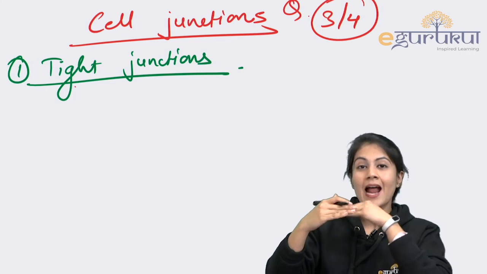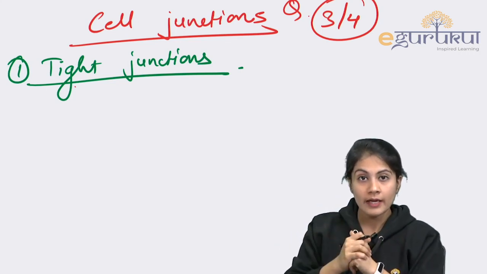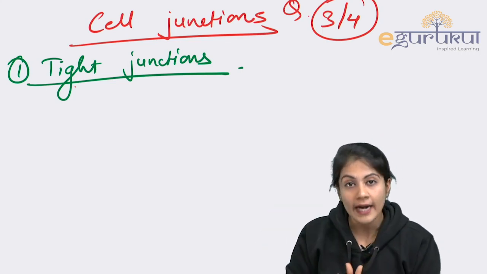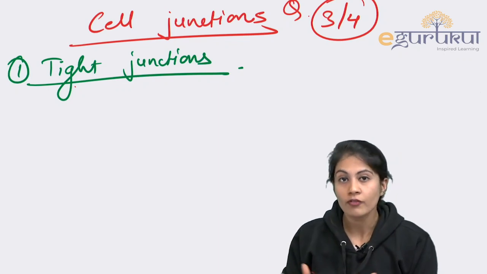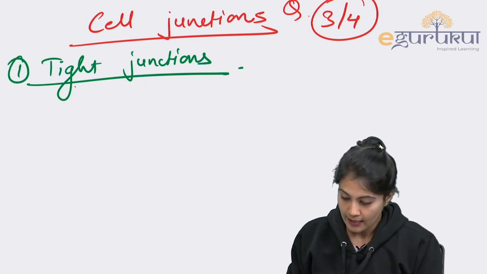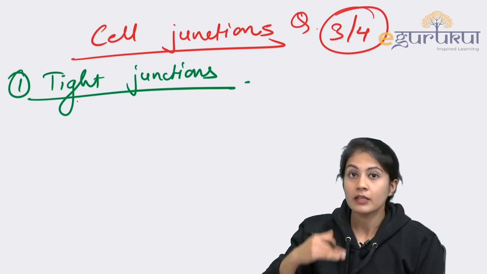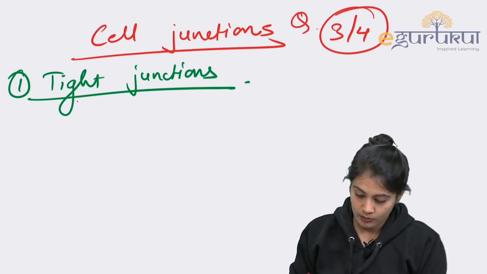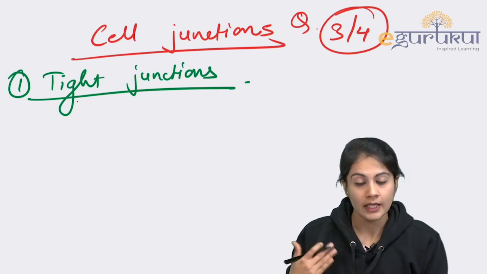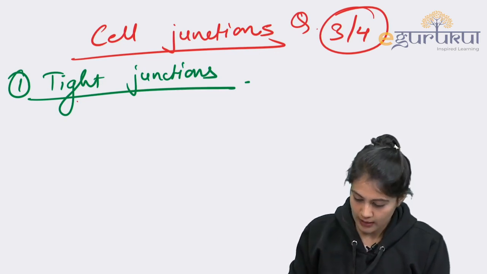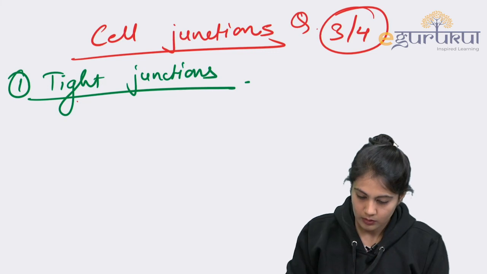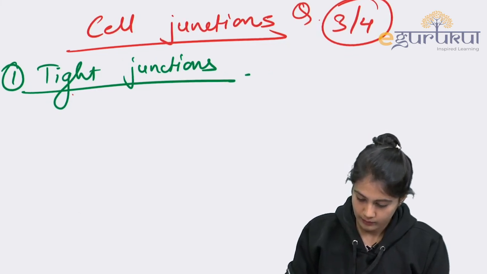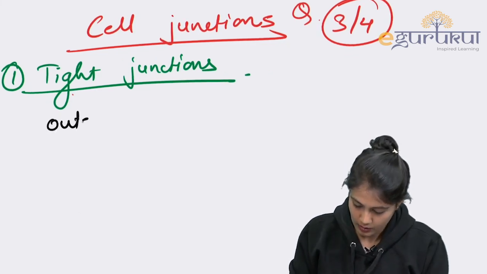Where are these tight junctions present? They are present on the outer membrane, right? There are an outer membrane and an inner membrane in the cell layer. The membrane is made up of head and tail, and it is a bilayer, the Singer and Nicolson model. So there are two layers, inner and outer. The tight junction is present on the outer membrane.